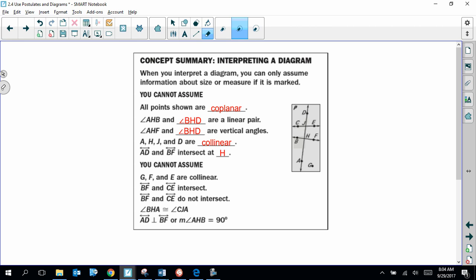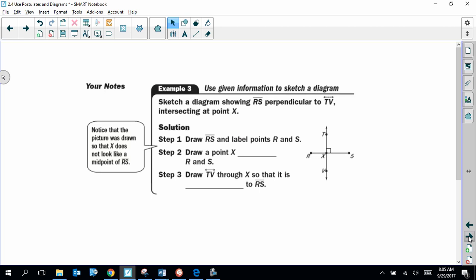Here, BHA and CJA, which is this one. What they're trying to say is that for this angle and this angle, you cannot assume that they're congruent to each other. Regardless of what they may look like, we can't assume that because there's nothing there that tells me that. Same thing with the last two segments being perpendicular to each other. There's nothing in the diagram that tells me that.